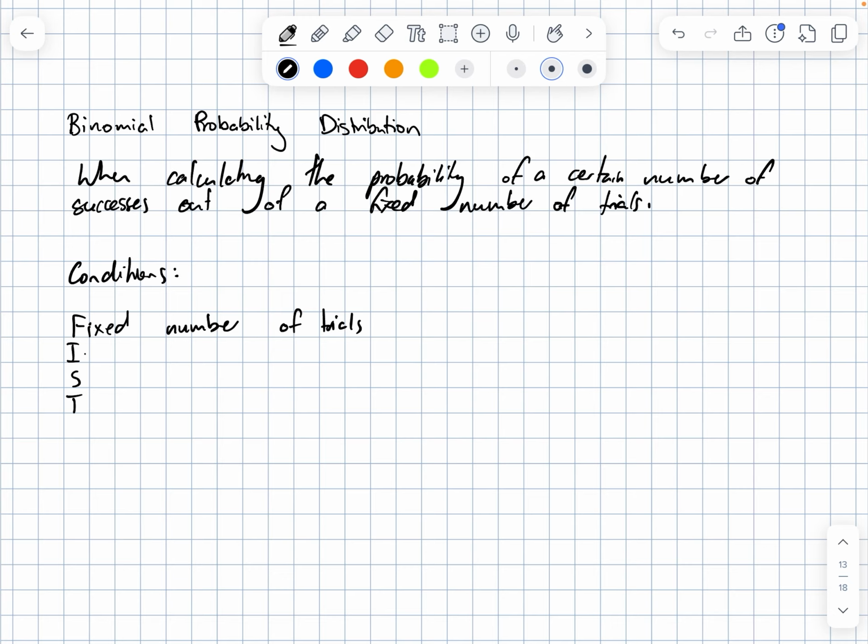I stands for independent. Each trial needs to be independent. S stands for probability of success is always fixed. So for each trial, the probability of success will not change. And T stands for that each trial can only have 2 possible outcomes, either a success or a failure.